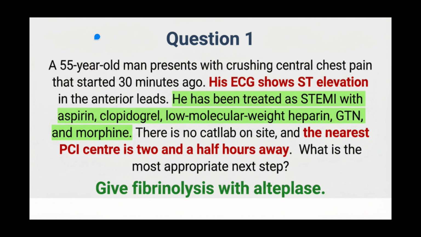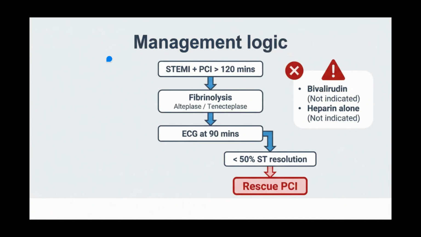This patient has a STEMI within 12 hours of symptom onset, and primary PCI cannot be delivered within 120 minutes. So fibrinolysis should be given promptly, using alteplase or tenecteplase. Transfer alone is not appropriate, because reperfusion should not be delayed when timely PCI is unavailable.